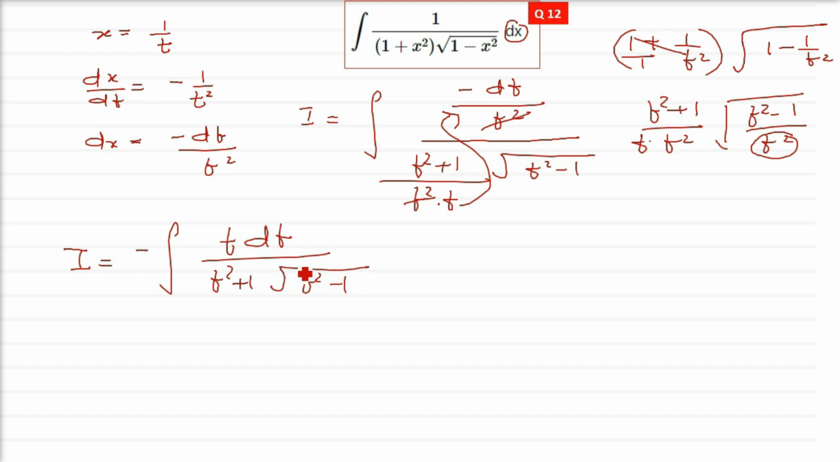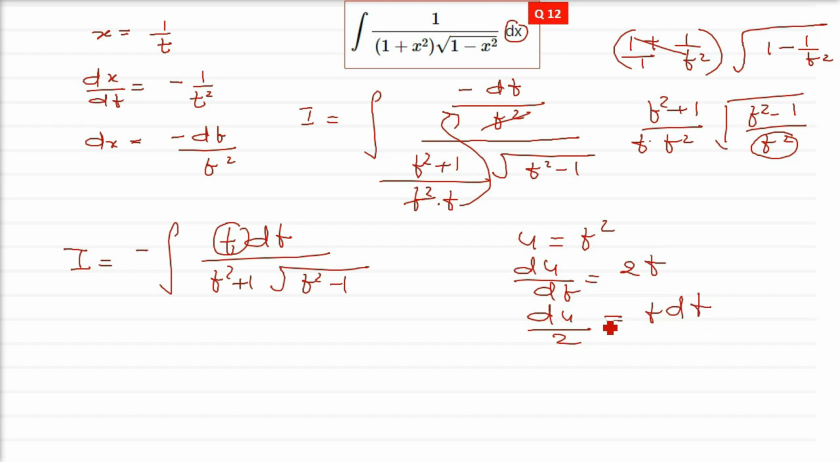So one more replacement is required, or you can say this t square differentiation will directly give you t. For that we can take this t square as some u. The best way is to write t square minus 1 as u square, you will see in the next question. But I'm just taking this u as t square because it is solvable with this also. So t dt will be du by 2.